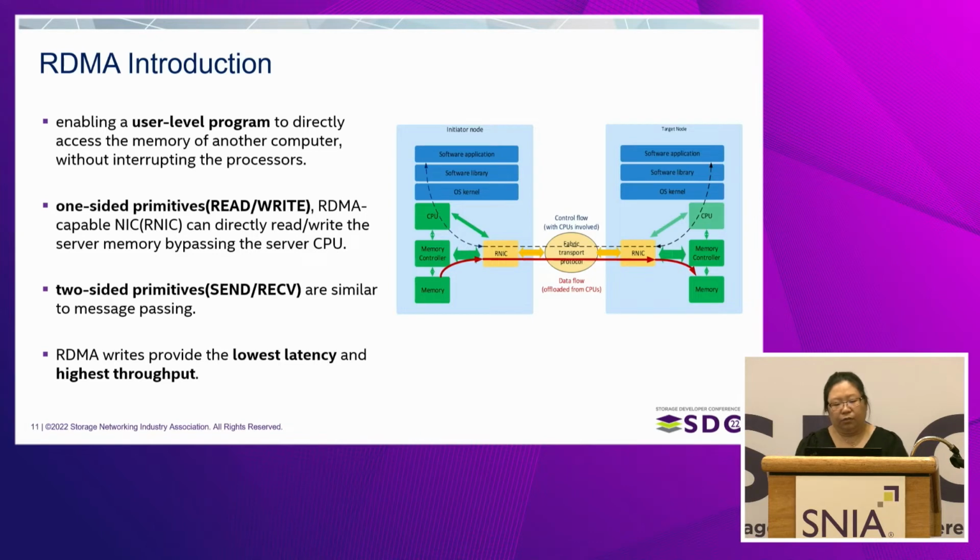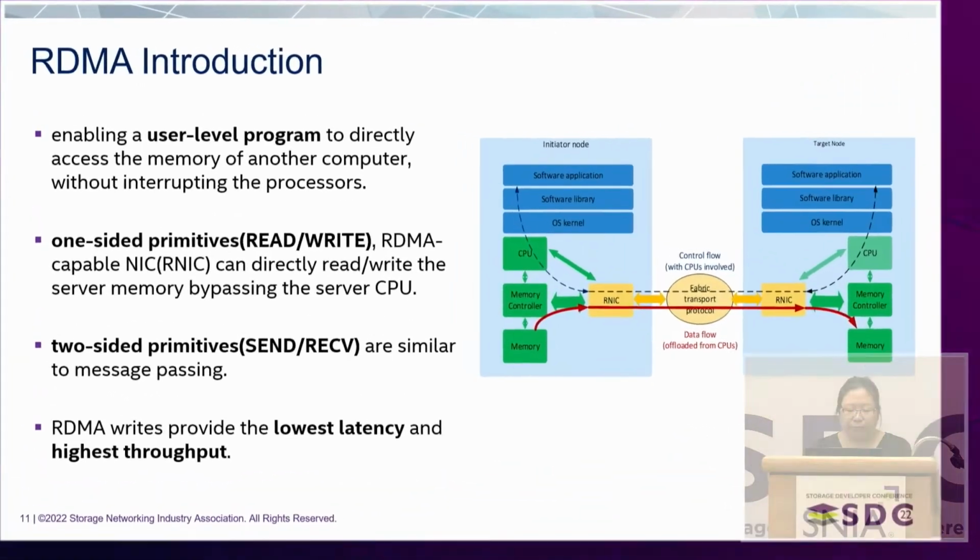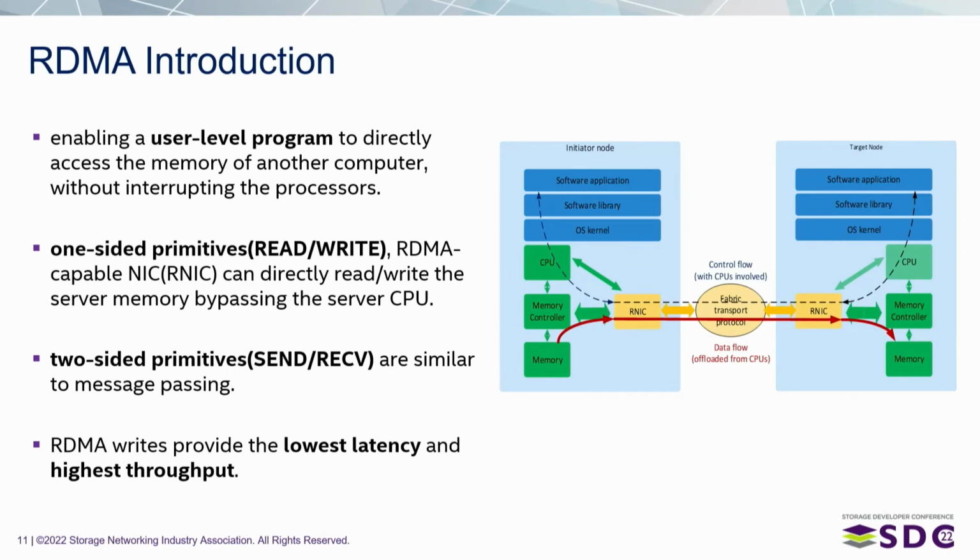So for the remote replica, we use RDMA from the primary client to the replicator. RDMA enables a user-level program to directly access the memory of another computer without interrupting the processors. In our implementation, there are two ways.